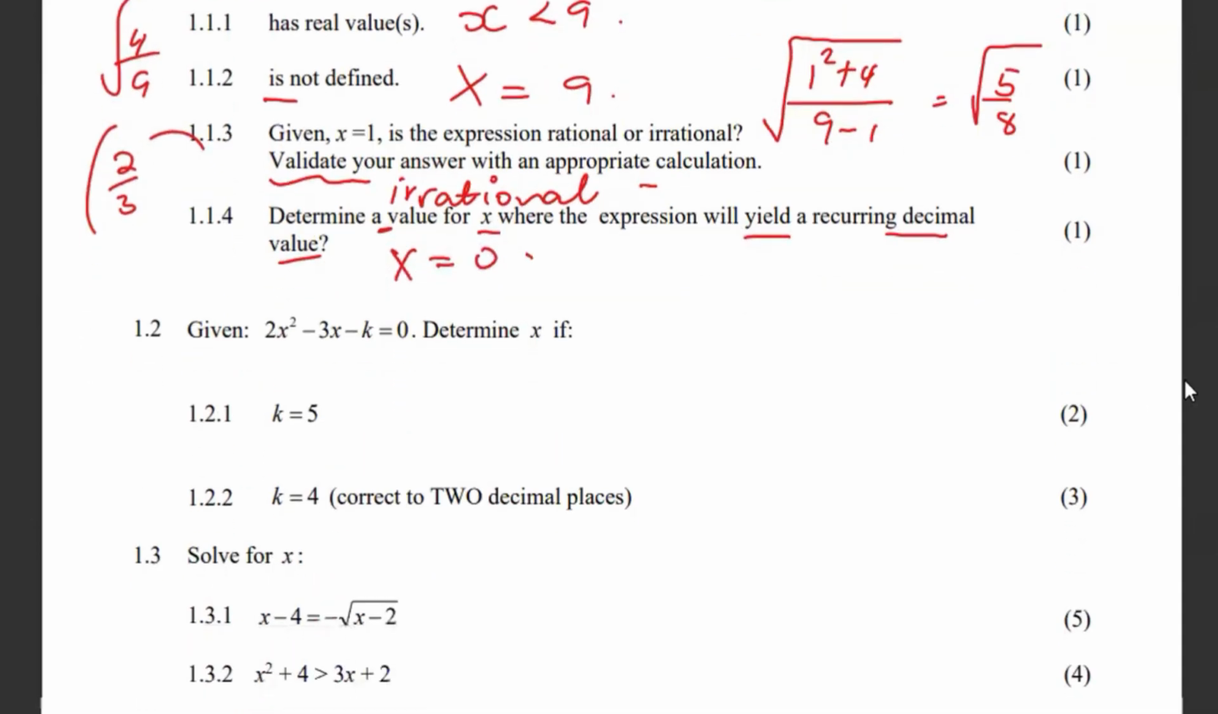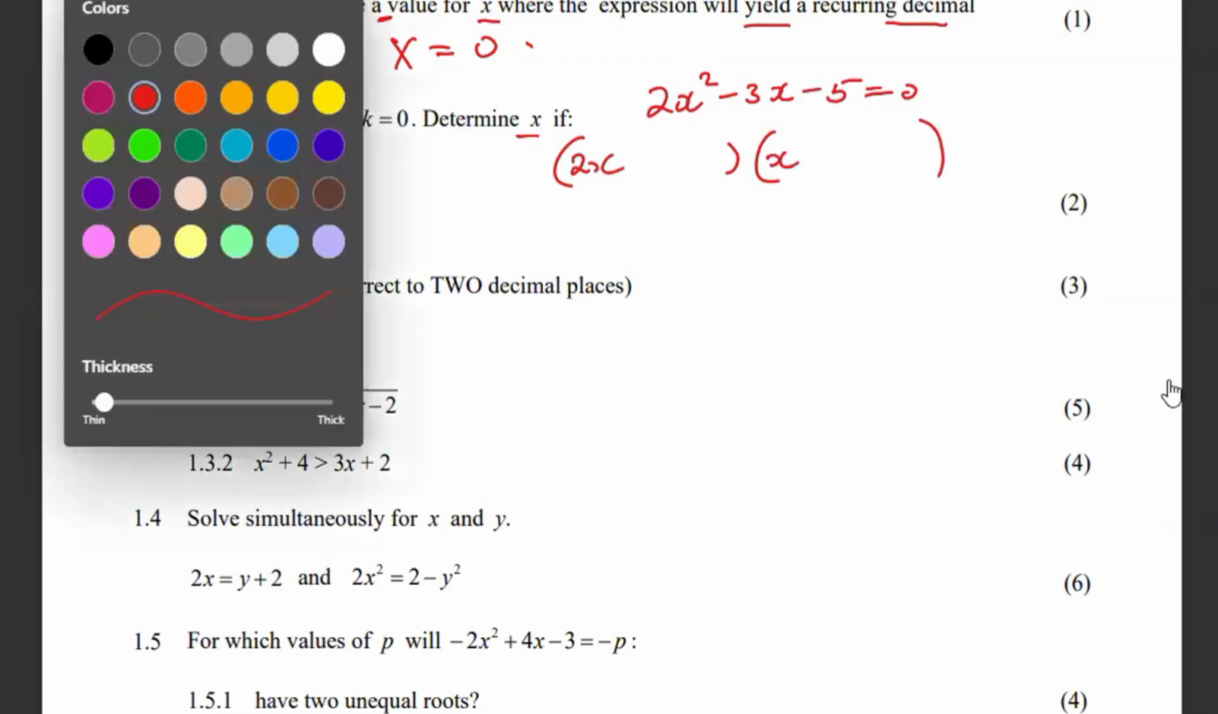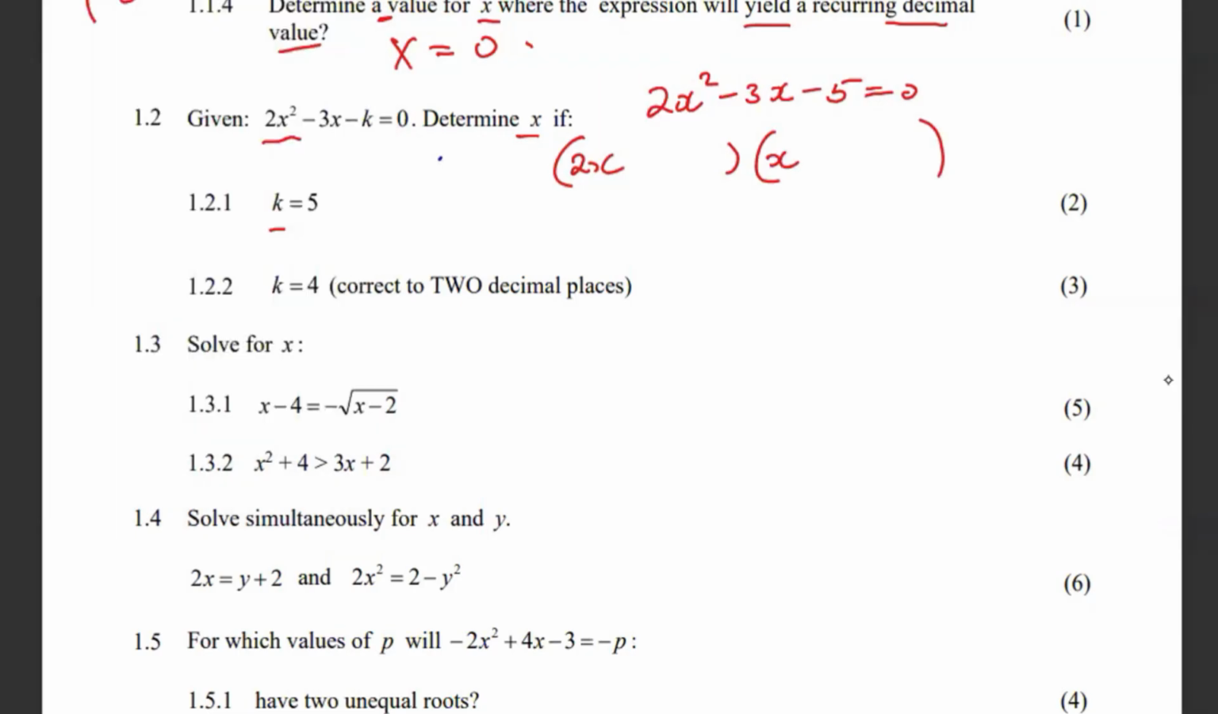Okay, then 1.2. If you're given 2x squared minus 3x minus k is equal to 0, they want us to get the value of x if k is a 5. So let's use the factor method. So 2x squared minus 3x minus 5 is a 0. Let's factor this out. Or you can use your quadratic formula, so that you end up with the same answers. For me to get a 5, I will have a 5 here, and then I'll have a 1.